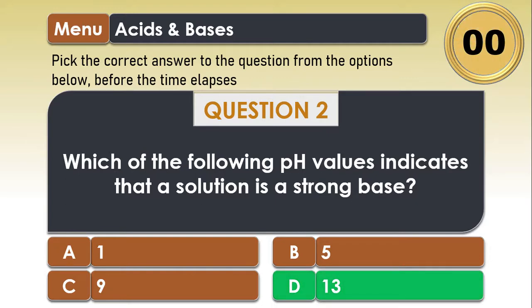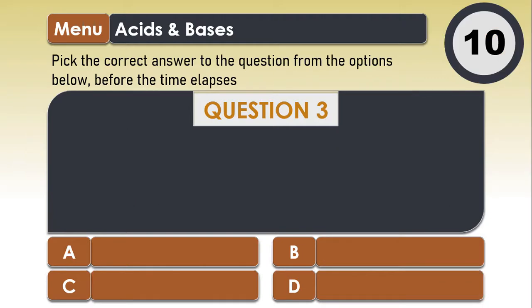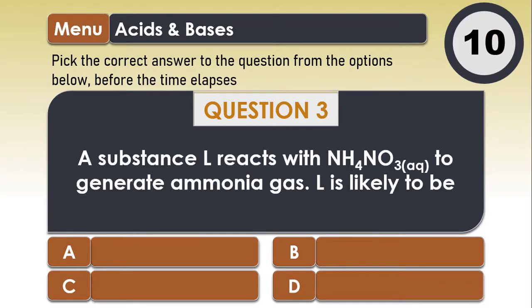And the answer is D. 13. Question 3. A substance L reacts with ammonium trioxonitrate 5 to generate ammonia gas.